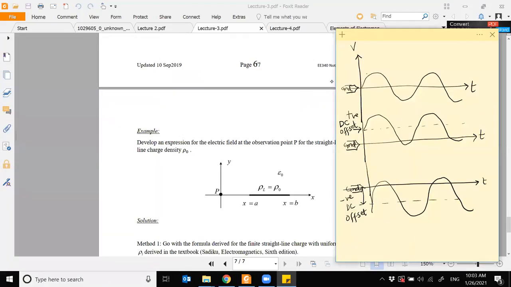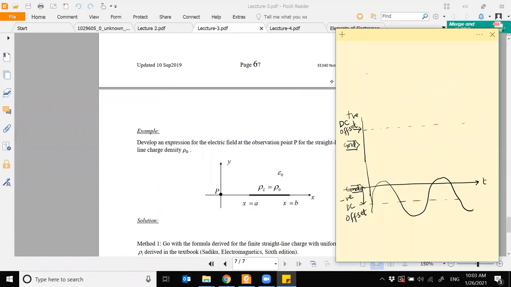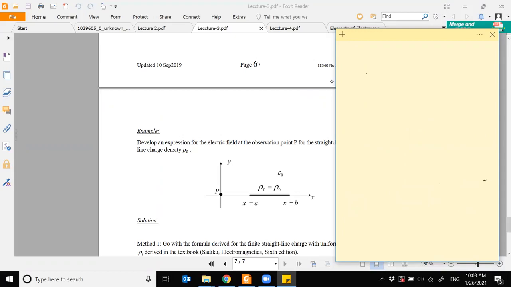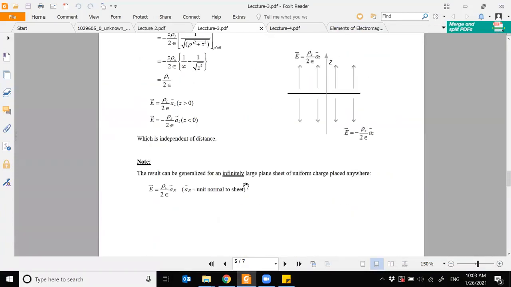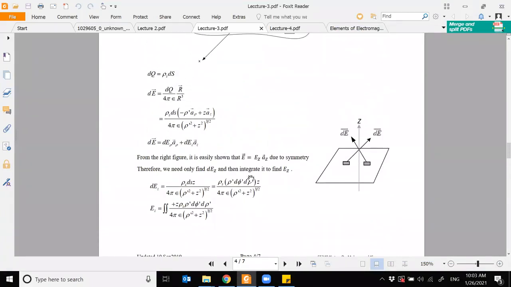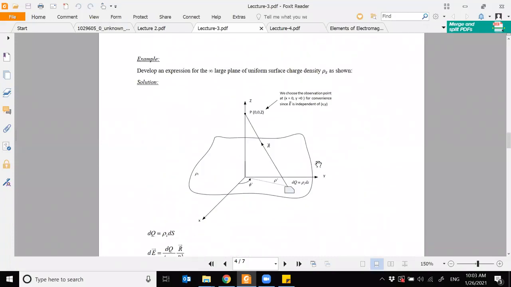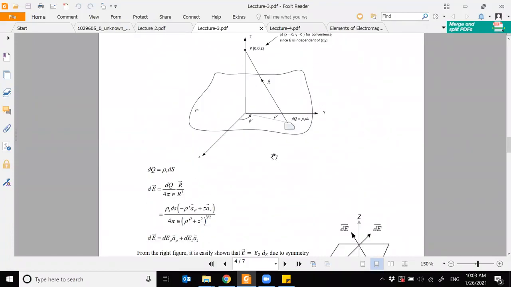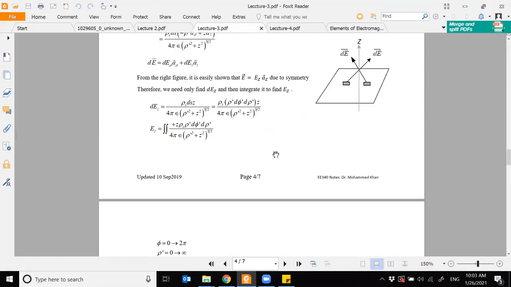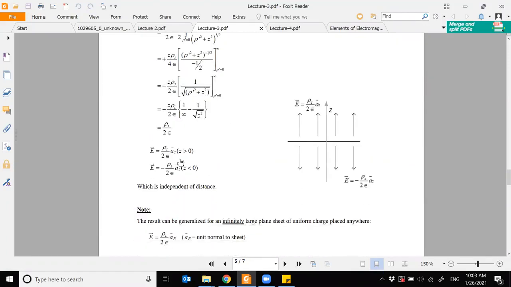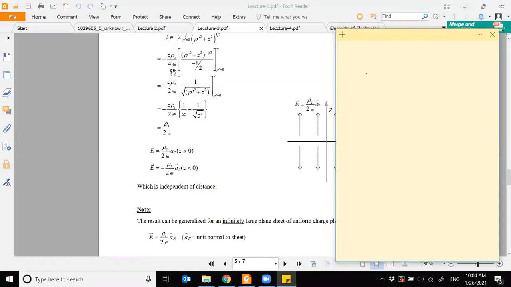Okay, so in the last class, we looked at the line charge and also the surface charge. For the surface charge in the form of an infinite sheet, we tried to get its expression using the general expression of Coulomb's law. And in the end, we found that it will be rho s over 2 epsilon.